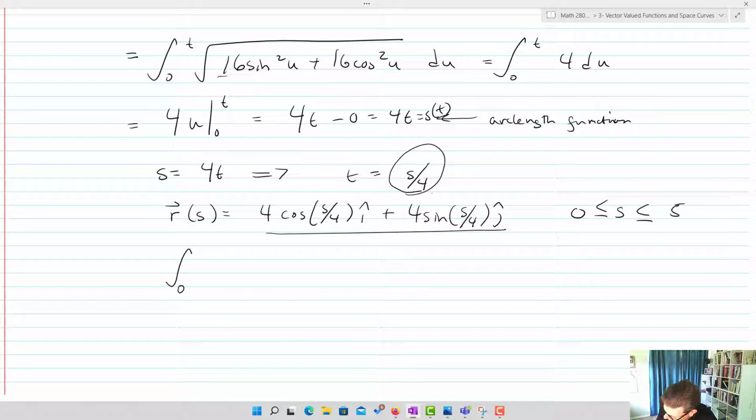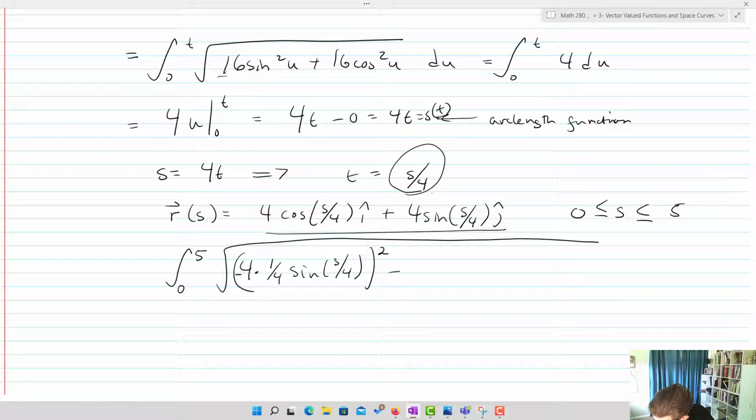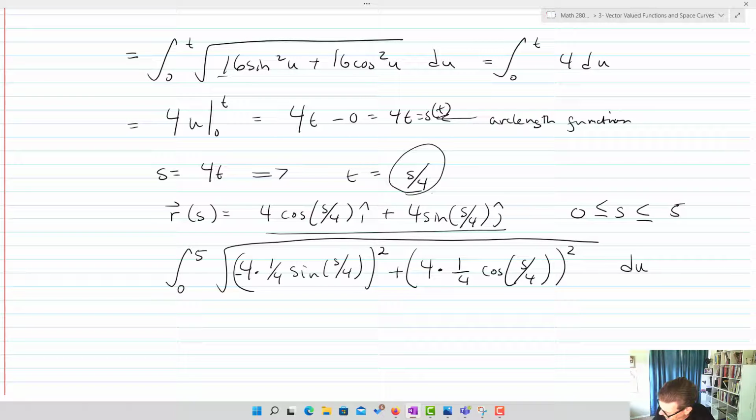So I've got the integral from 0 to 5 of the square root of, and this is going to be 4 times 1 over 4 sine of s over 4, squared. That's actually negative. All this is in the square root, plus 4 times 1 over 4 cosine of s over 4, squared, and then ds.